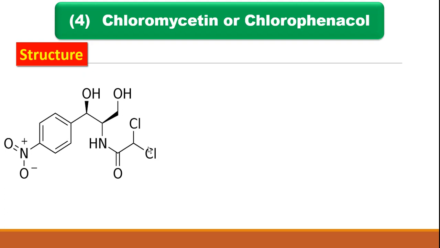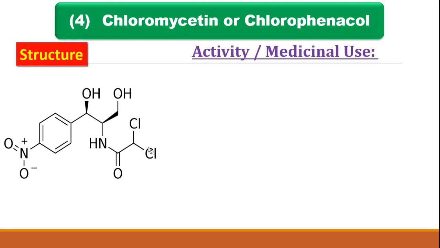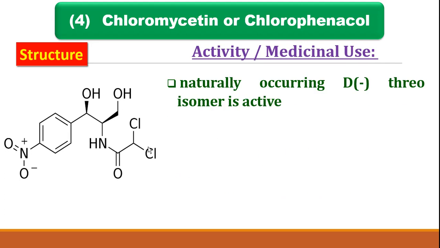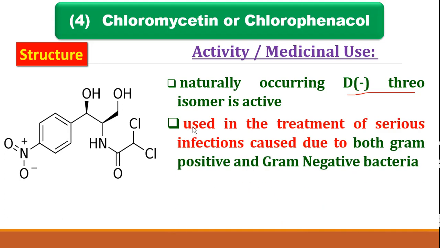So what is the medicinal use of this compound? So friends, this is a naturally occurring compound. The naturally occurring compound is the D minus threo isomer. What is the naturally occurring compound here? The D minus threo isomer. So this is used to treat serious infections caused by both gram positive and gram negative bacteria, and it is also a bacteriostatic agent. It cannot encourage the growth of bacteria. So friends, these are the structural features and the medicinal use of chloramphenicol.